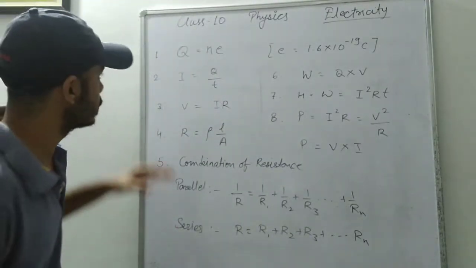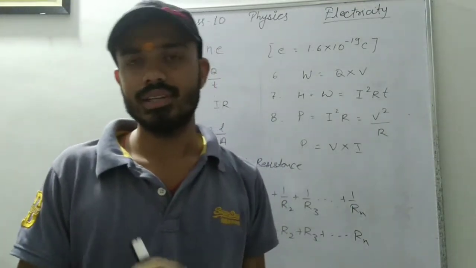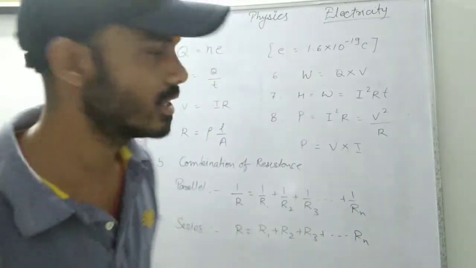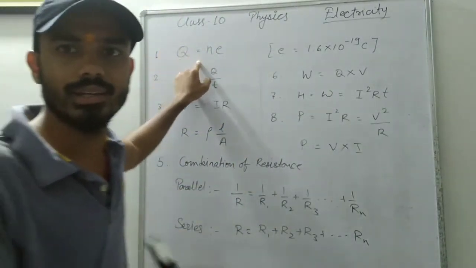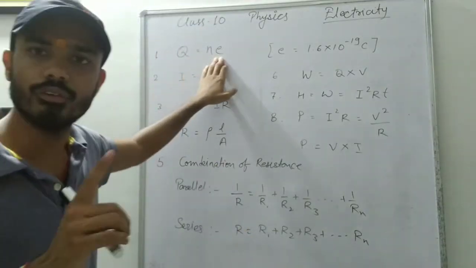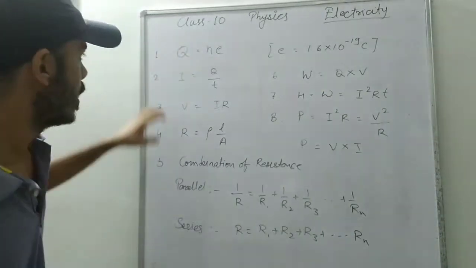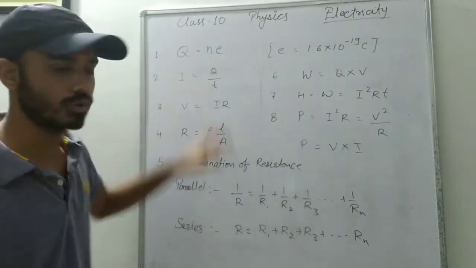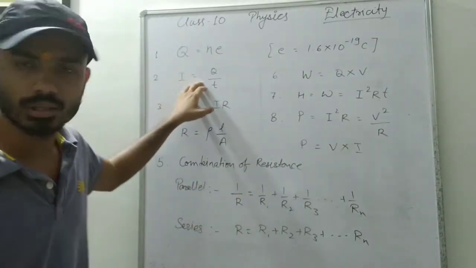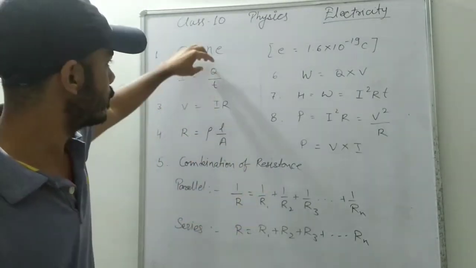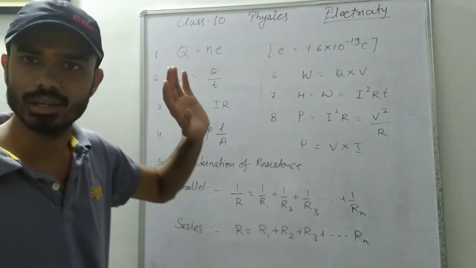Okay, so the first formula is Q equals NE. This formula represents the quantization property of charge, which means total charge is always an integral multiple of the charge of one electron. Here N represents the integral number. The next one is I equals Q by T. It means I represents the current, and current can be calculated as the rate of charge flowing. Here Q represents the charge.